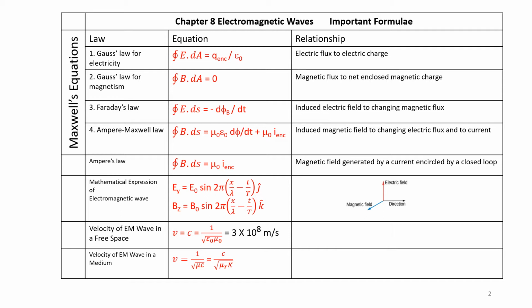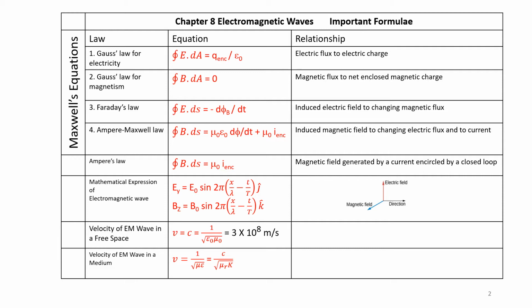That is Gauss law. Gauss second law is for magnetism. This links magnetic flux to enclosed magnetic charge. Third, Faraday's law: integral E dot dl equals minus d phi by dt. This is induced electric field linked to changing flux; d phi by dt means changing flux.